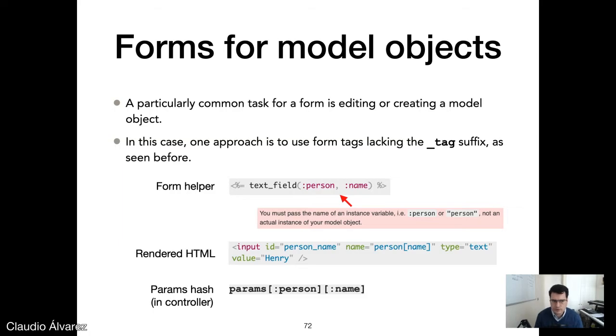Right, so a particularly common task for a form is editing or creating a model object. In this case, one approach is to use form helpers lacking the tag suffix, as we showed previously. So you got text field person name like this, and you got the rendered HTML in which the ID is person name, and the name is person square brackets name. That means that the name is an attribute of a person object, of a person model. So in the controller, you take the person object, and you take the name scalar property, and you can do whatever you want. You can do mass assignment of the parameters and so on.